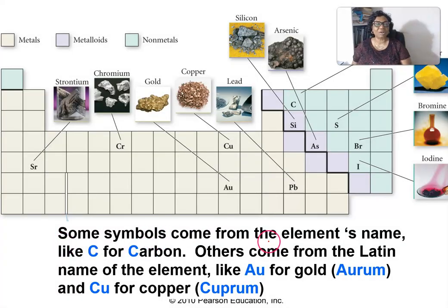So some symbols come from elements' names, like carbon. Others come from Latin names of the elements. For example, Au for gold is from its Latin name aurum. You have copper too. Copper's symbol comes from its Latin name.